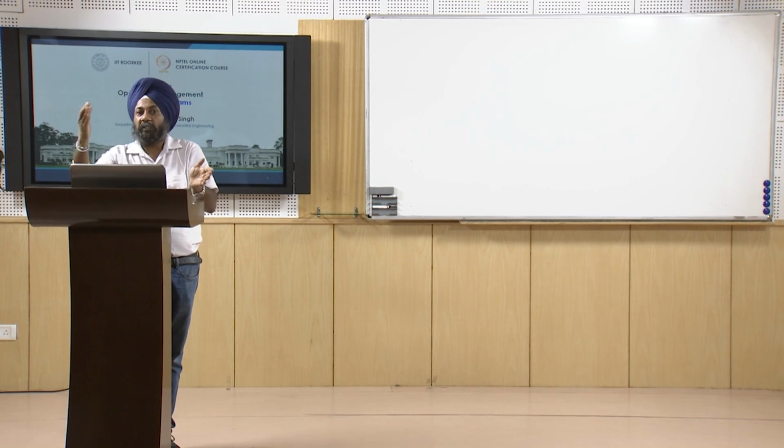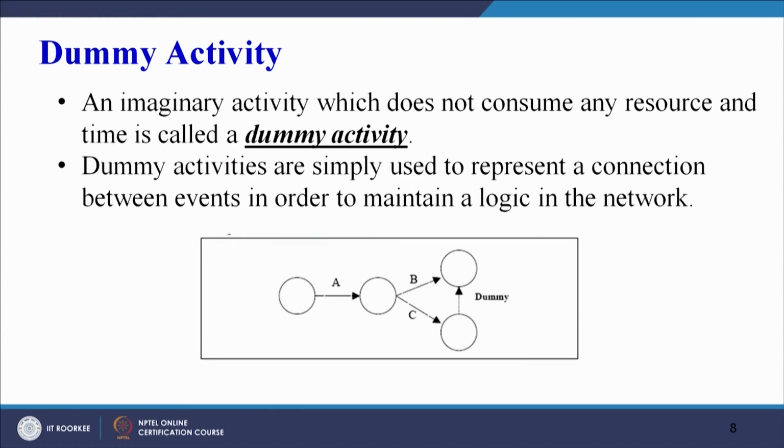But before going to the actual construction of the network, let us try to understand the use of dummy activity and what a dummy activity actually is. A dummy activity is an imaginary activity which does not consume any resource or time, and it is usually represented by a dotted line in the network. Dummy activities are simply used to represent a connection between events in order to maintain the logic in the network. Now here we see the use of the dummy activity.